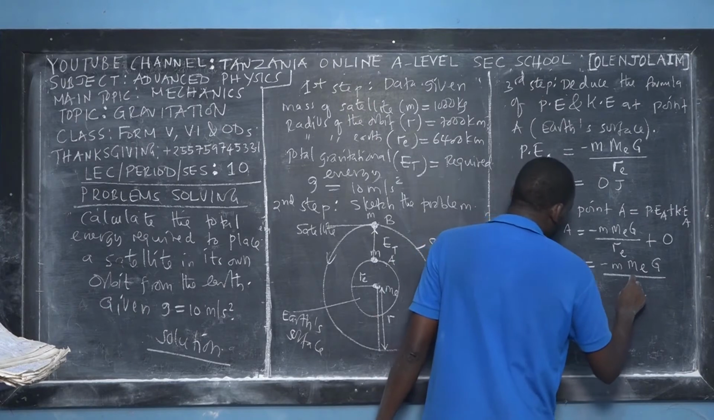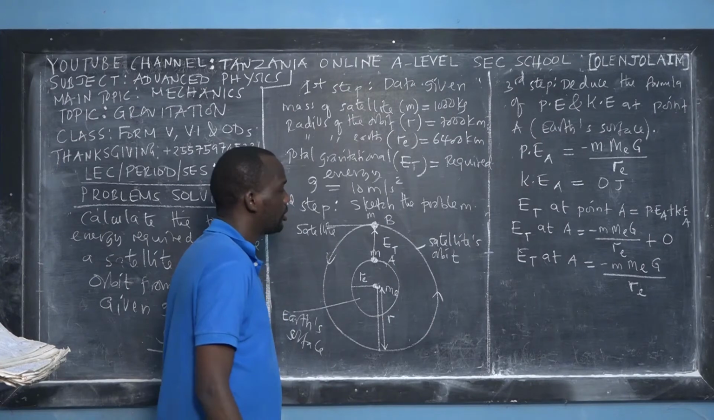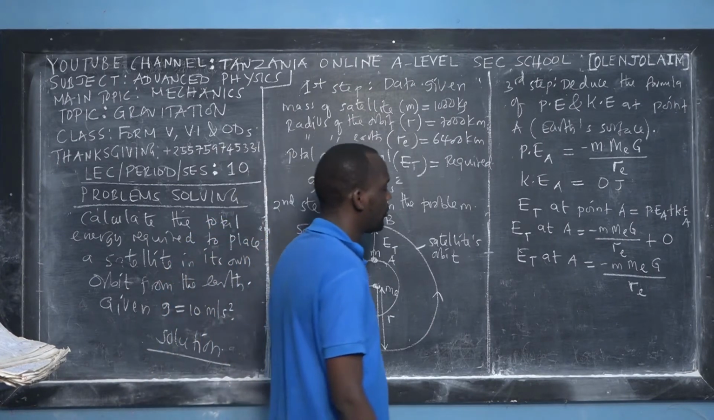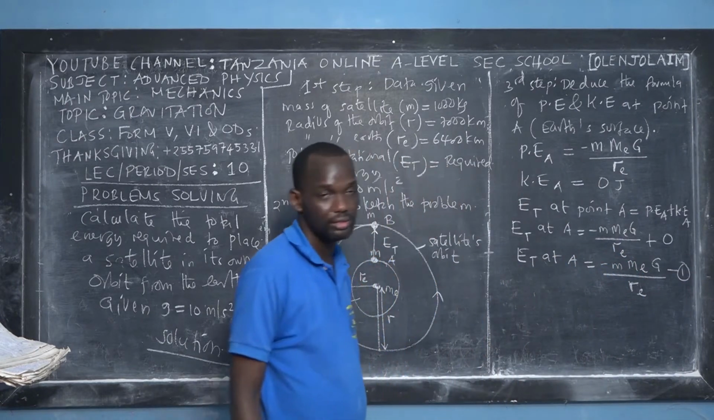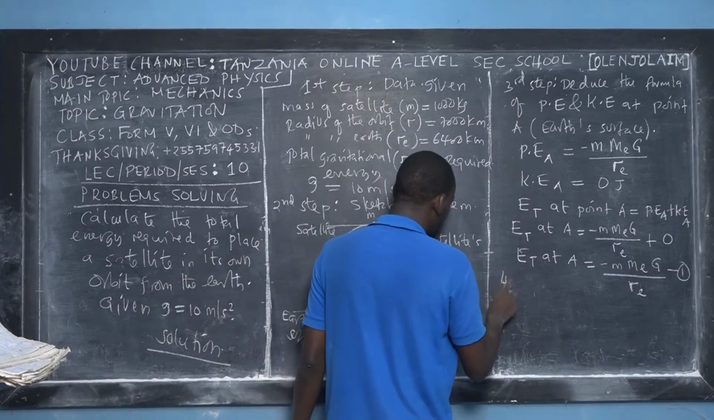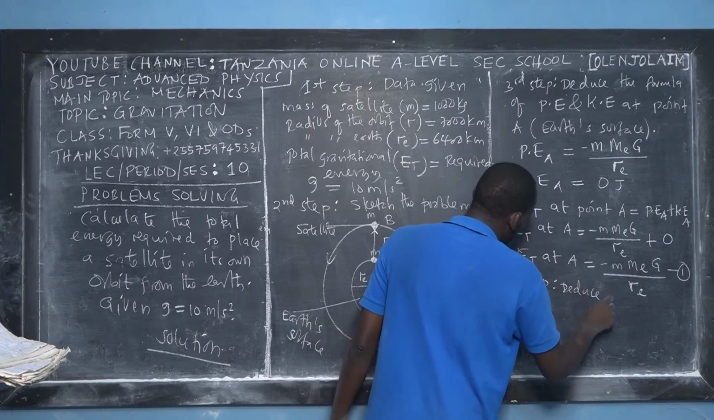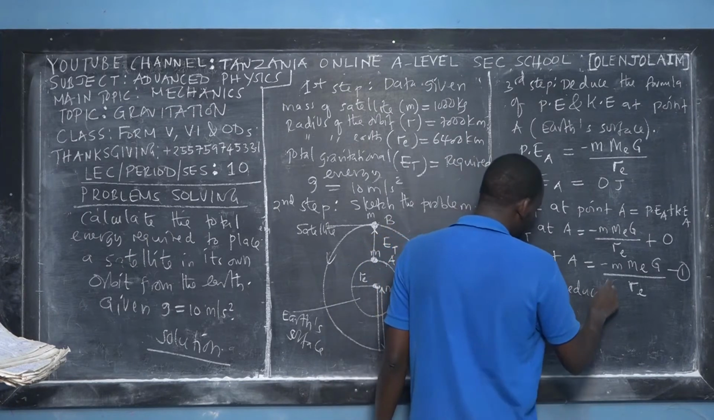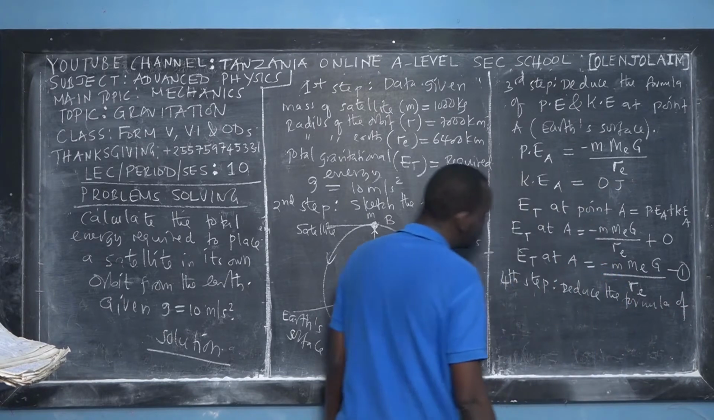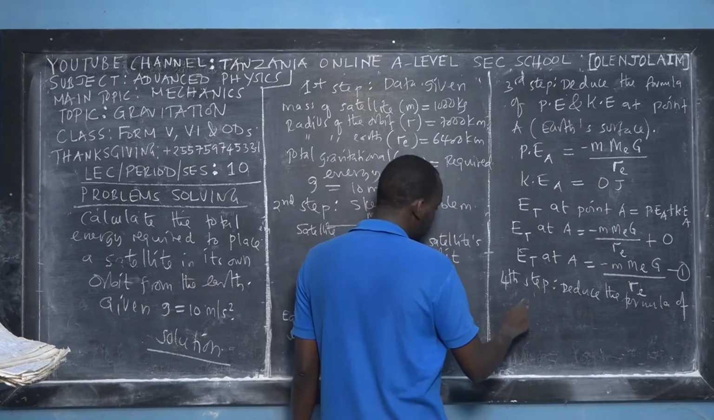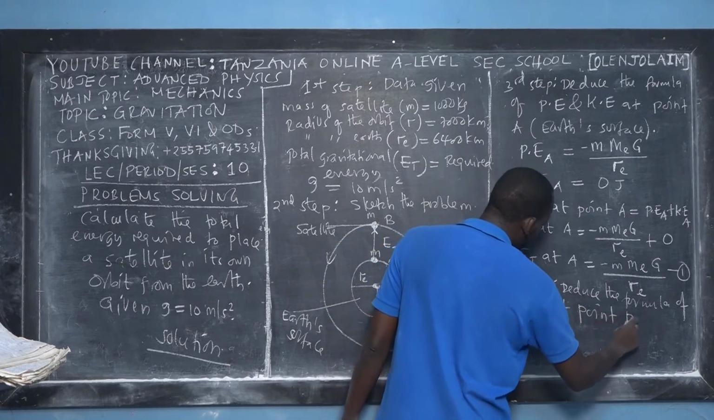Right? Radius of the S. Okay, good. So that is one of the formulas, so we can call this one equation 1, because we defined it. The first step now, we say that reduce the formula of potential energy at point B.